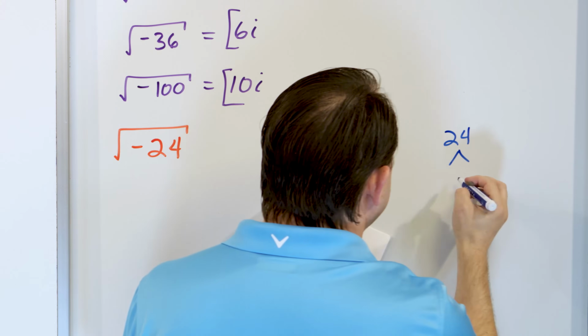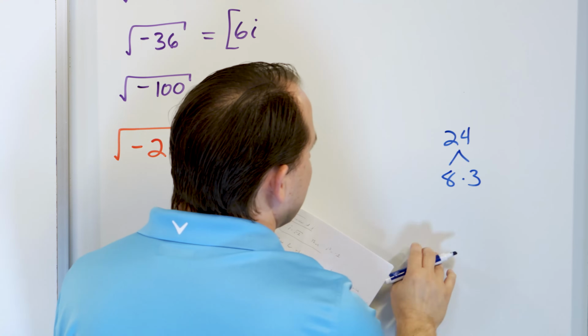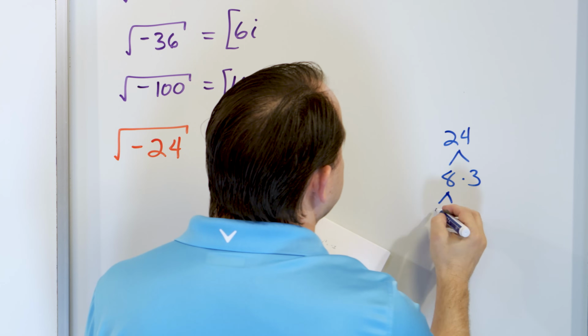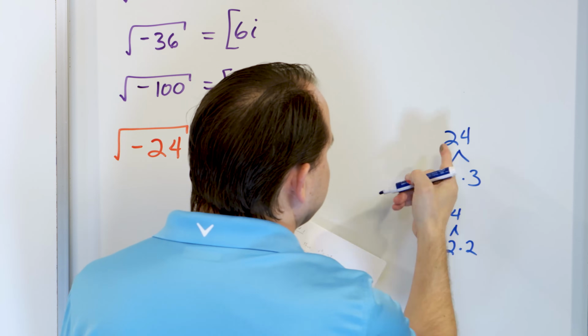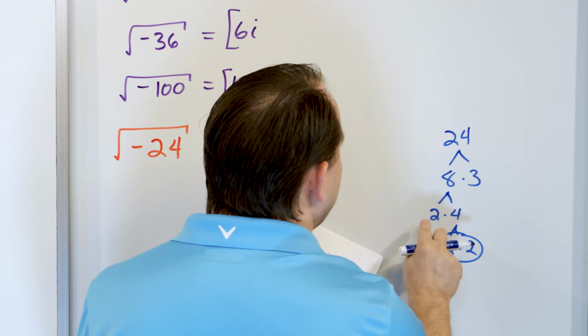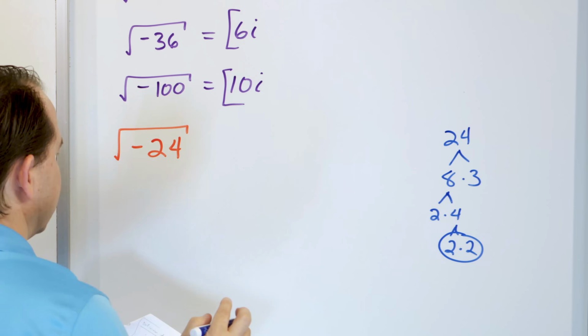So for 24, you know that 8 times 3 is 24. But you know that 8 is 2 times 4. And you know that 4 is 2 times 2. So you've got your tree built. You're looking for square roots. So that's a pair. I still have a 2 and a 3 left over, right?